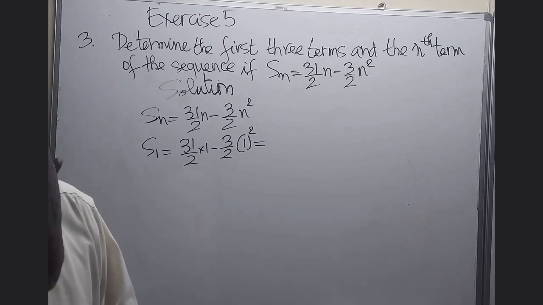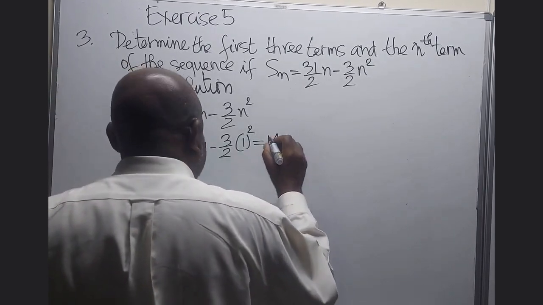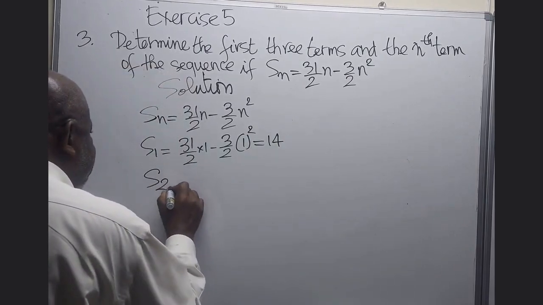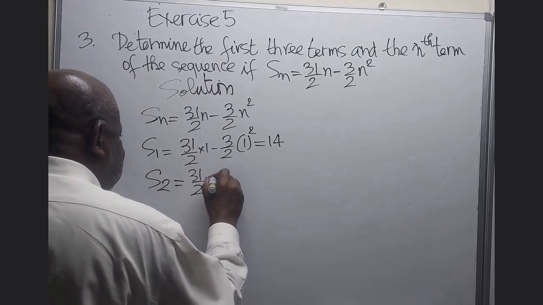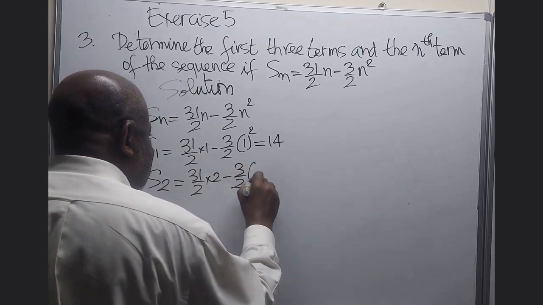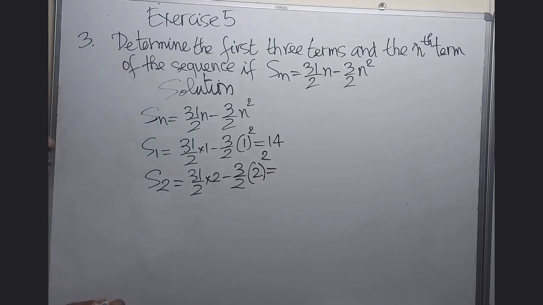Then the answer is 14. We're going to the next one. S2 will be equal to 31 over 2 times 2 minus 3 over 2 times 2 squared. So we're going to use our calculator.